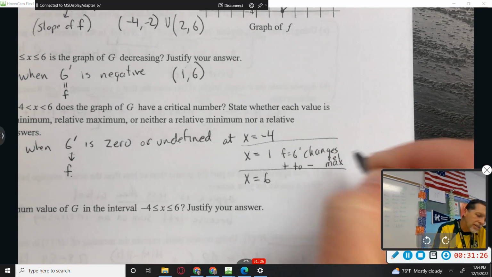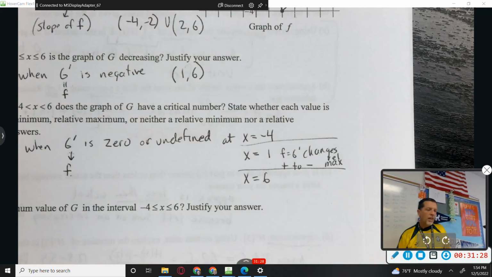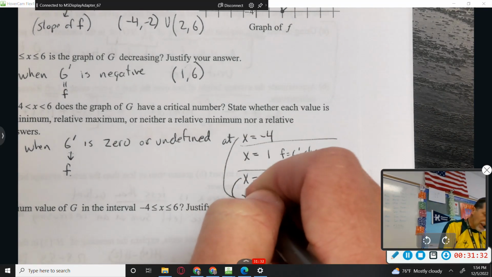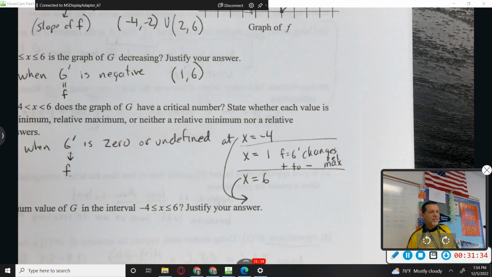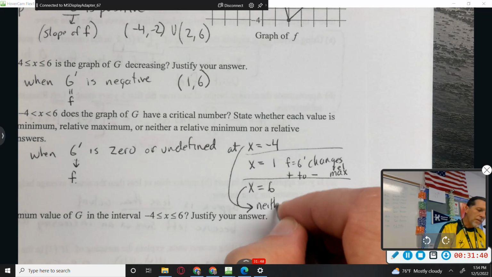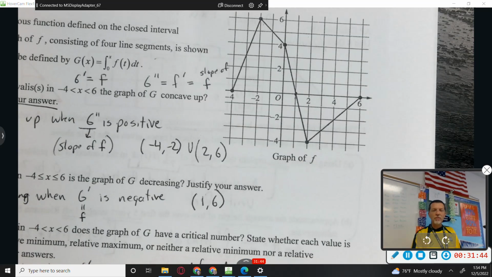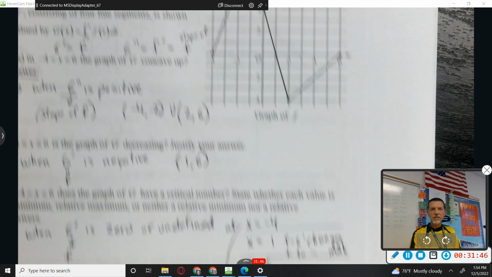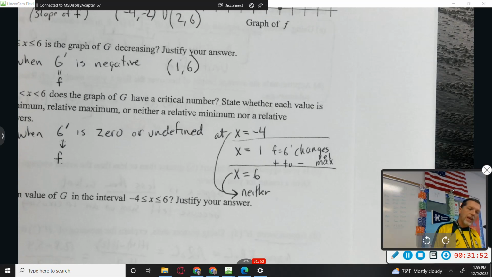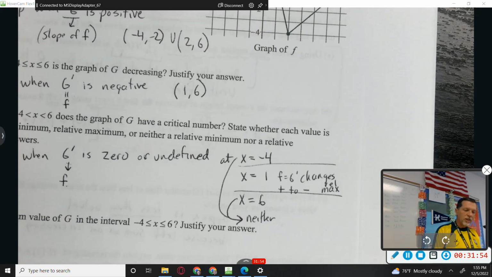But at -4 and at 6, min? It doesn't change. We don't know that it changes, so I think I have to say neither. To be a max, it has to be the top of a hill, and I don't know that it's the top of a hill, or the bottom of a hill. Endpoints can be critical numbers, but they don't get to be relative mins or maxes. They might be the overall min or max. Yeah.